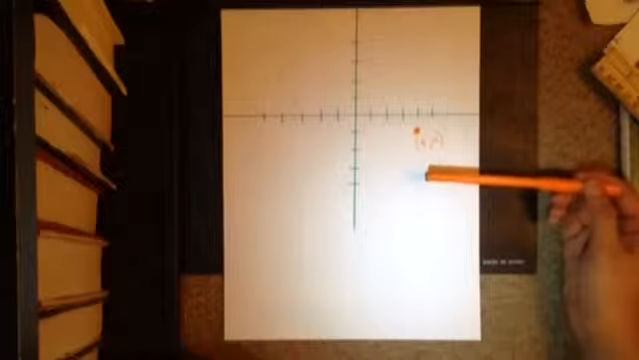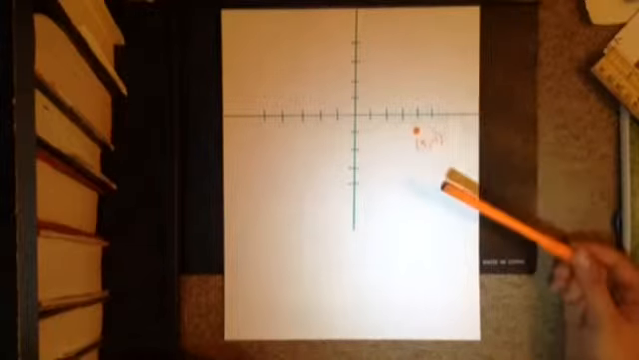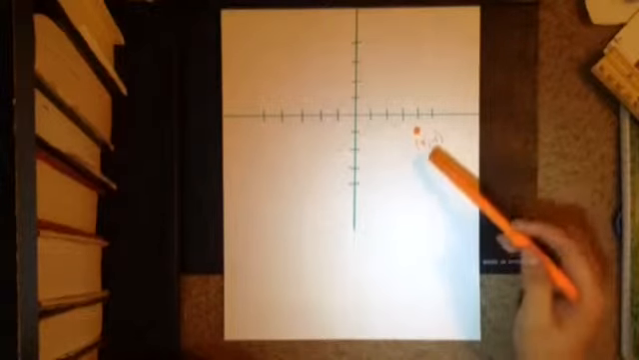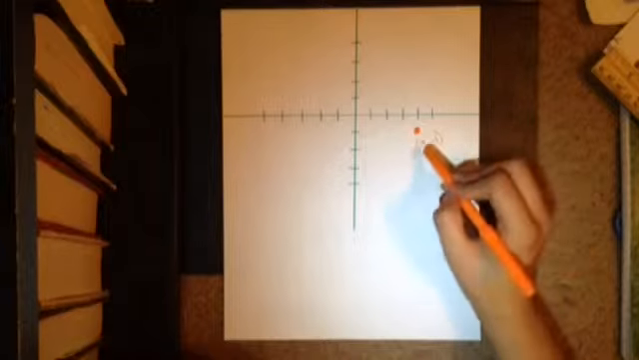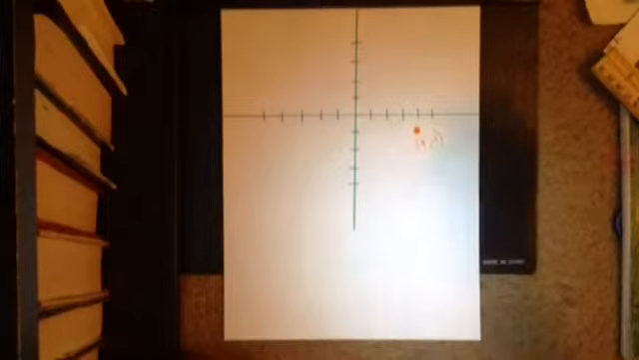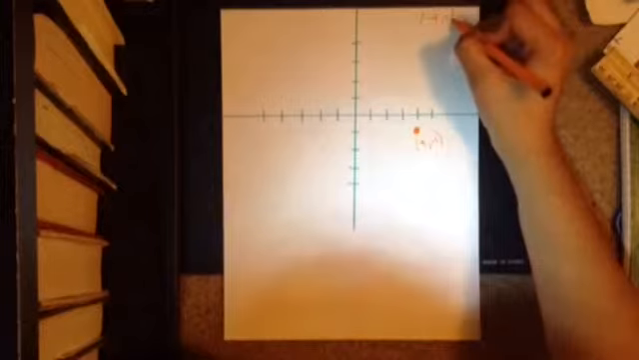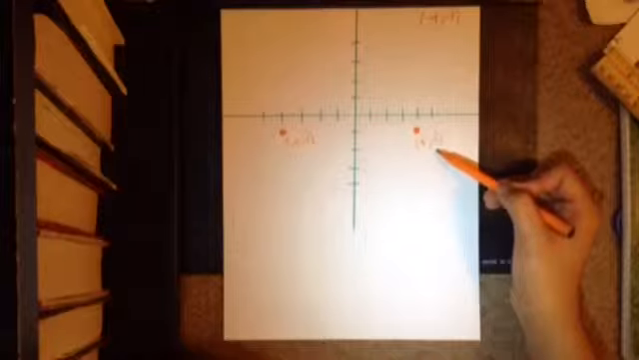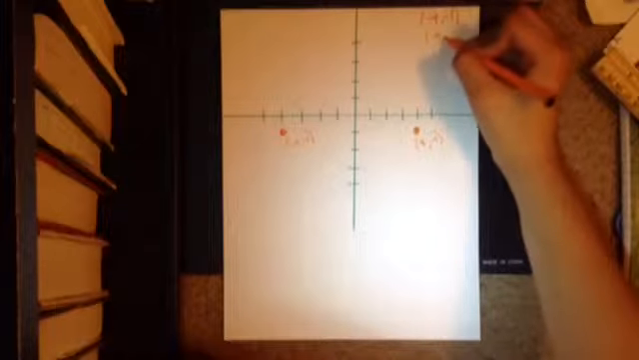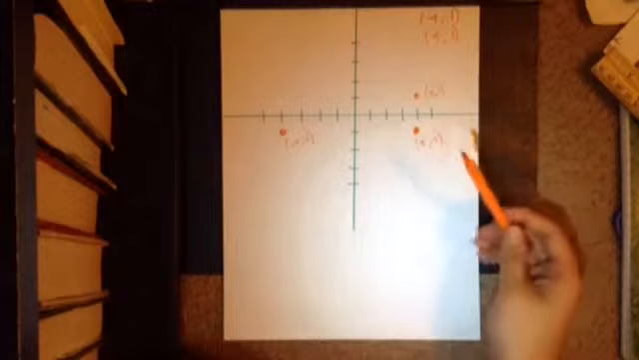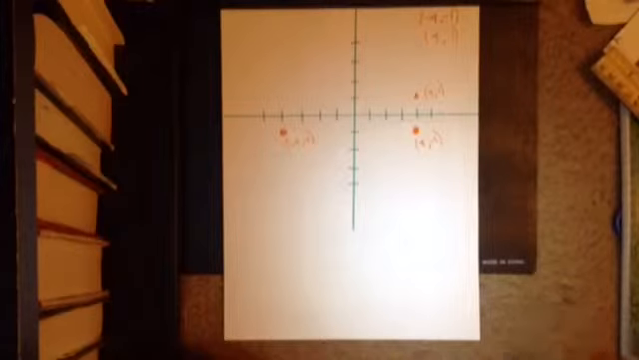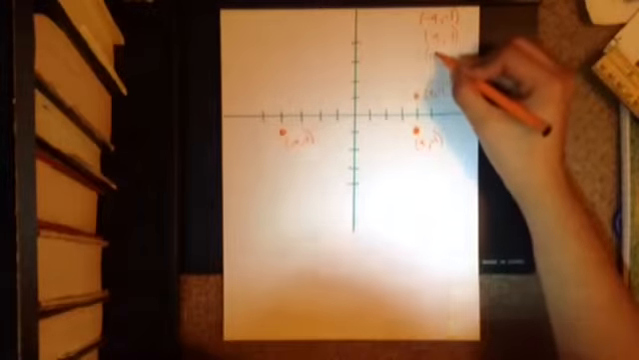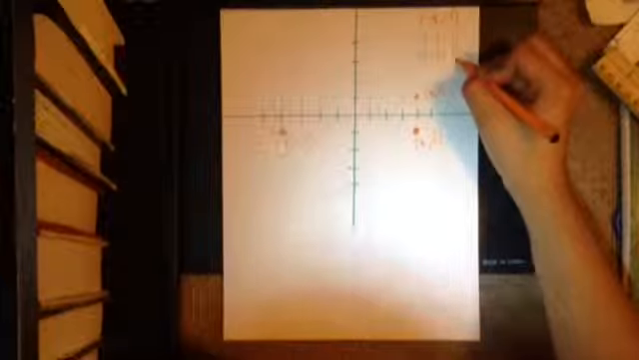Here's another example. We're going to find the y-axis, x-axis, and origin symmetry of (4, -1). So for y-axis symmetry, we're going to get the opposite x value. So here we have a positive 4. That's going to be (-4, -1). For x-axis symmetry, we're going to change the y value to its opposite. So it's going to be (4, 1). Again, for the origin symmetry, we switch both values. So that's going to give us (-4, 1).